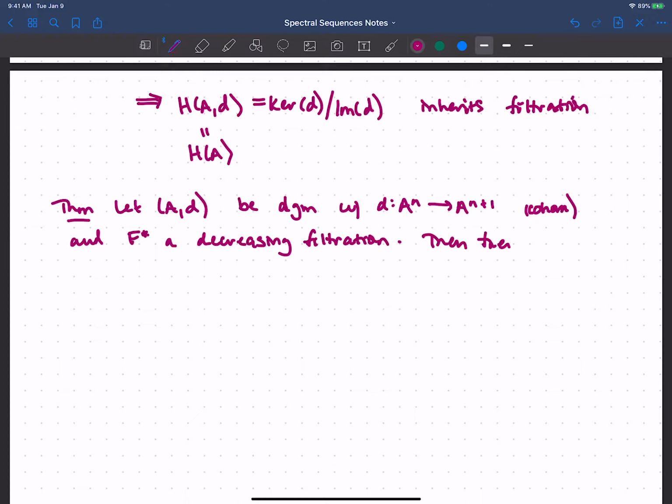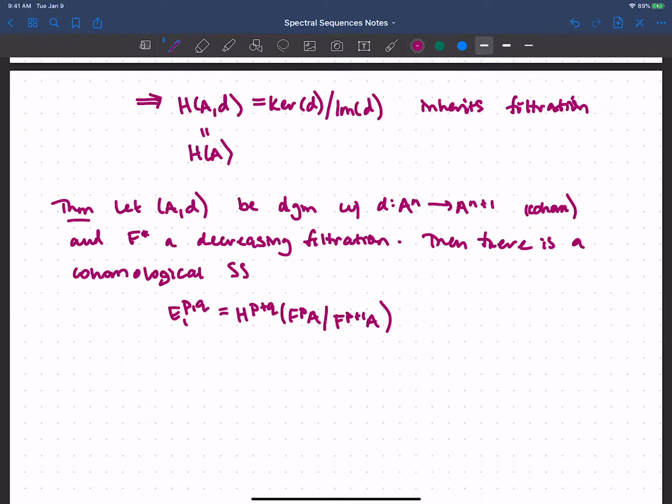And then the claim is that there's a cohomological spectral sequence associated to this filtration. And what does that look like? Well, on the E1 page, we're going to see the homology of the filtration quotients. So H^(p+q) of F^pA mod F^(p+1)A, right? And here I can quotient by F^(p+1)A because I'm using that decreasing filtration. And sorry, I missed a word, so let me throw in here that I want this to be a bounded filtration. And that's so that I can talk about the convergence.